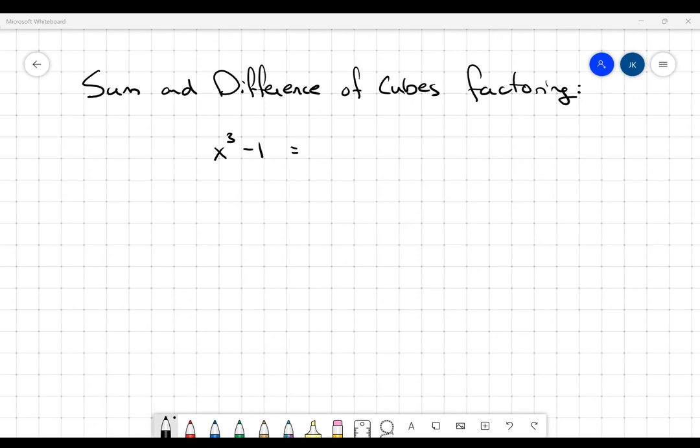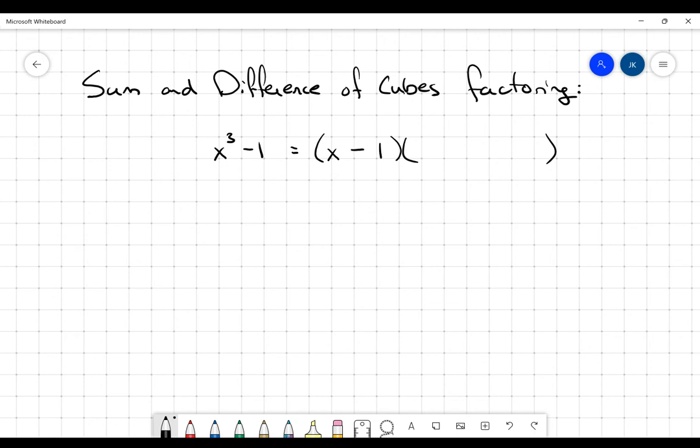So here's the pattern that we employ here. We're going to break this up into two factors here. One of them is going to be bigger than the other one. So what we do to start off with is we take the cube root of x cubed, the first expression, which is just going to be x, and then we take the cube root of the second one, which is just going to be 1. Then we copy the sign that's in between.